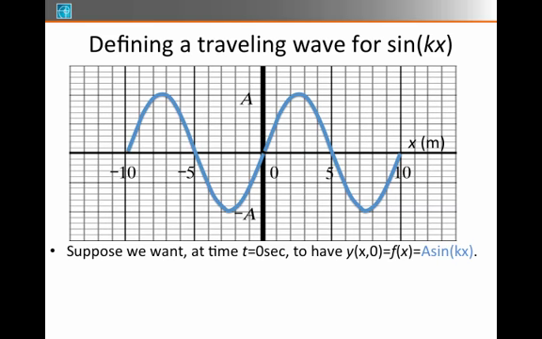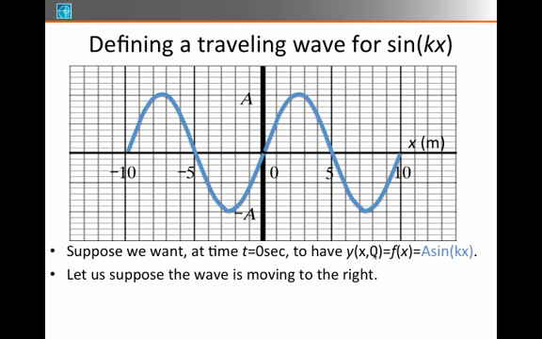So let's suppose at time t equals 0 seconds, this is the wave function. F of x is A times sine of kx. We're going to say that that's y for all x at some time t equals 0, and I want to have y as a function of x and t.